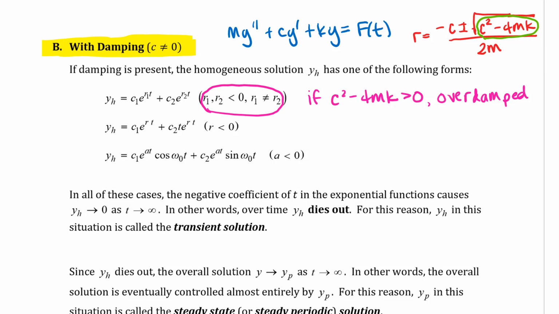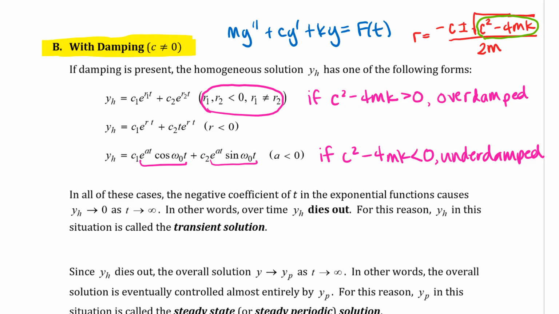And then if c squared minus 4mk is negative, you're going to end up with non-real values for your characteristic polynomial. And so that's when we get those trig functions like we have in this last step here. So c squared minus 4mk less than 0, we will have an underdamped system. We have those continuing oscillations that go on, but the amplitude decreases over time.